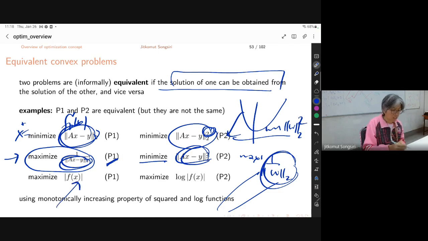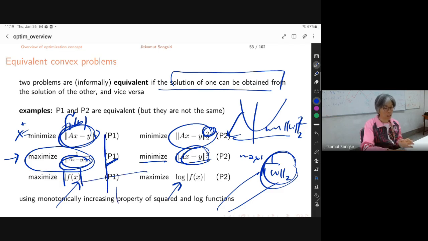The third one is that if I maximize the magnitude of f(x), where I put the absolute value just to make that quantity always non-negative, and then I put the log, it should be the same thing because the log function is increasing. So whether you maximize the log of that quantity or you maximize the argument f(x), it returns the same optimal solutions. Okay, so this is a standard trick.